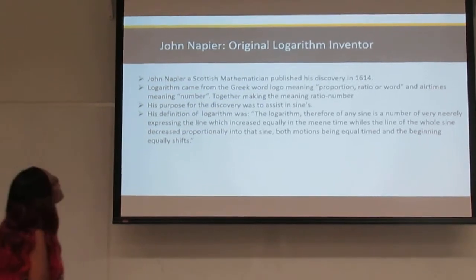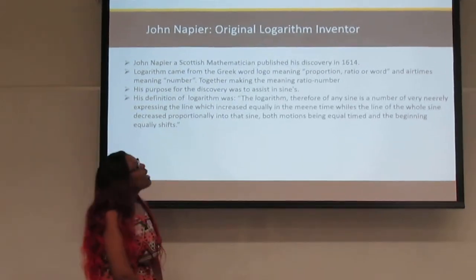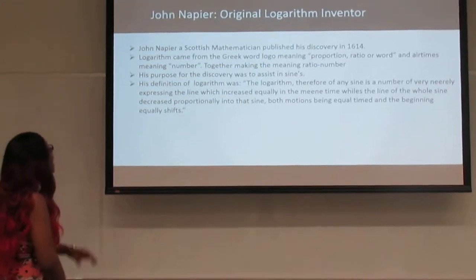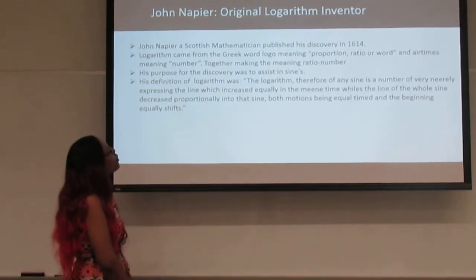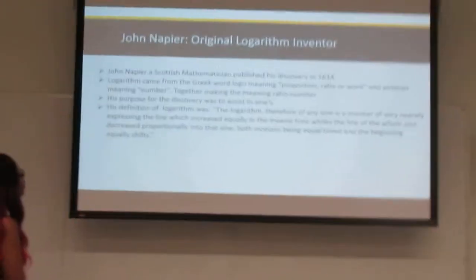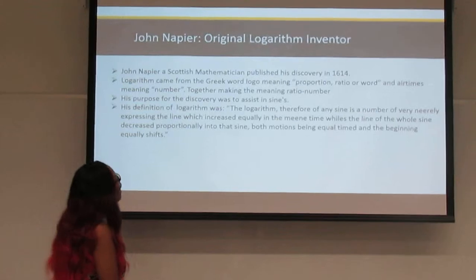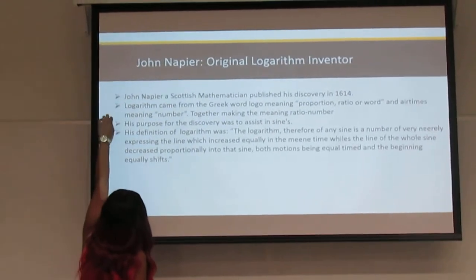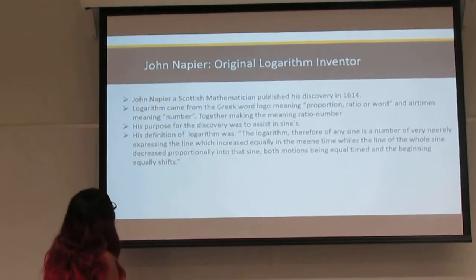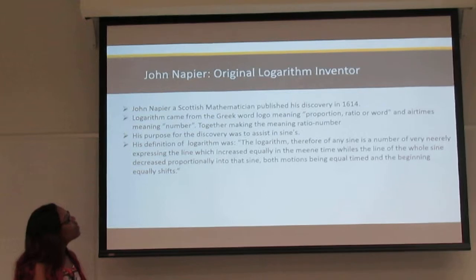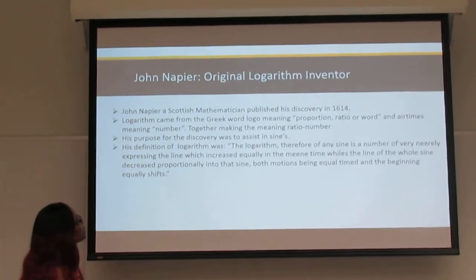The winner is John Kepler. He discovered it in 1614. Logarithm came from the Greek word logos, meaning proportion, ratio, or word, and the end, which is arithmos, means number, together meaning ratio number. His purpose for the discovery was to assist in science.